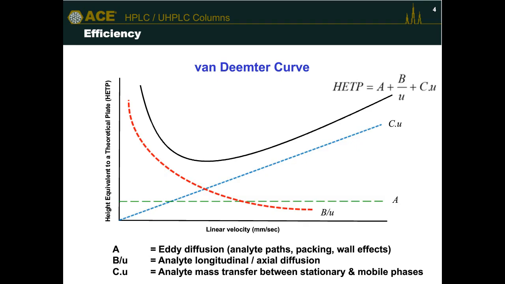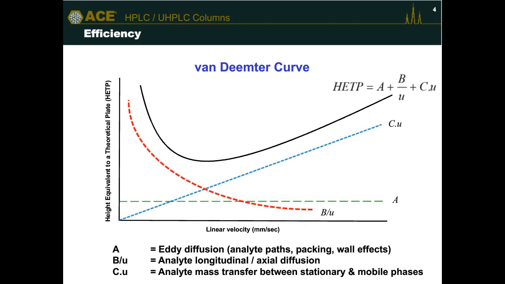So in terms of what these three parts of the equation mean, the A term is the eddy diffusion. So this is the path through which the analytes take through the column. And if you have a very narrow particle size distribution, you have a very uniformly packed column, then that narrows down the different paths that your analytes can take. That means that you have a potentially reduced A term. It's not flat like we kind of draw it, but for these purposes you can assume it's relatively flat.